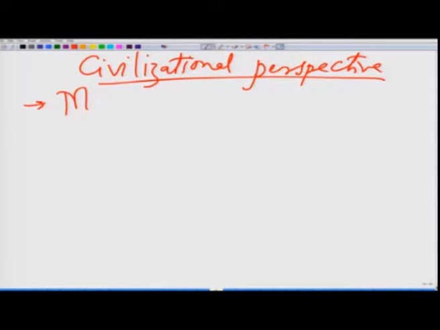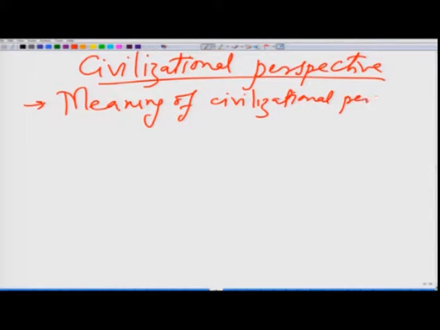So, in that way the civilizational perspective has its own utility in understanding the trajectory, in understanding the history, in linking the history with the present. I think these are the ways in which we can see the civilizational perspective. And in this lecture, we are basically trying to express things in three different aspects. One, of course, is trying to understand the meaning of civilization, the civilizational perspective to be more focused.